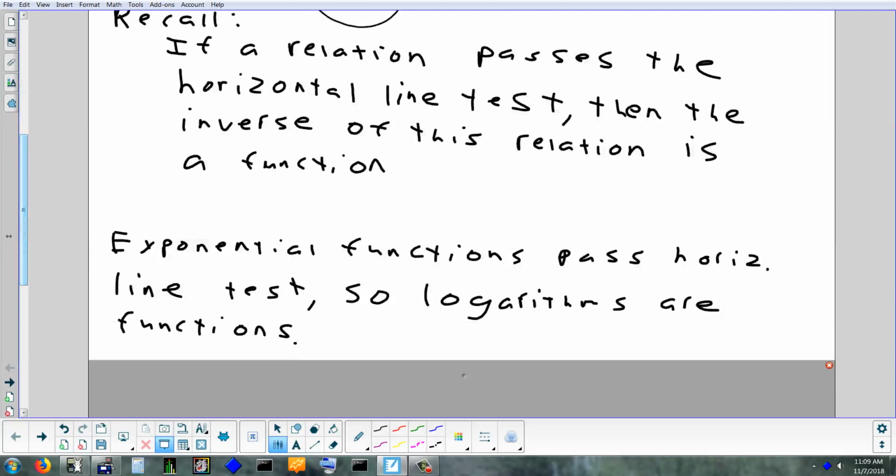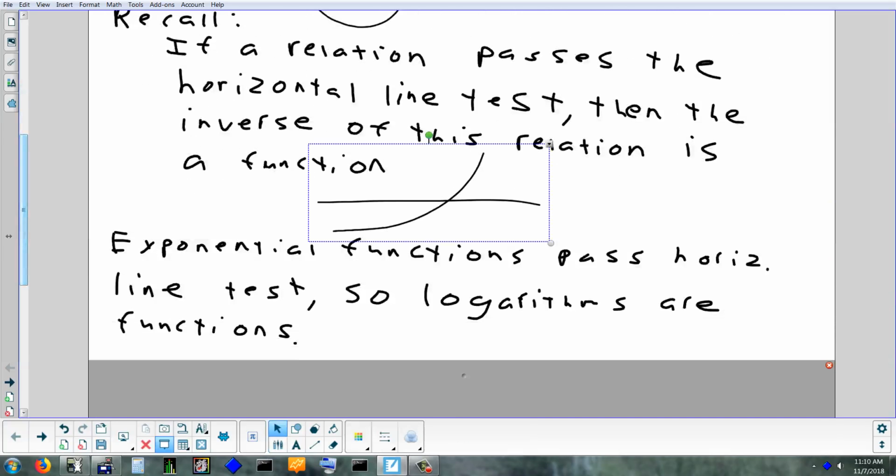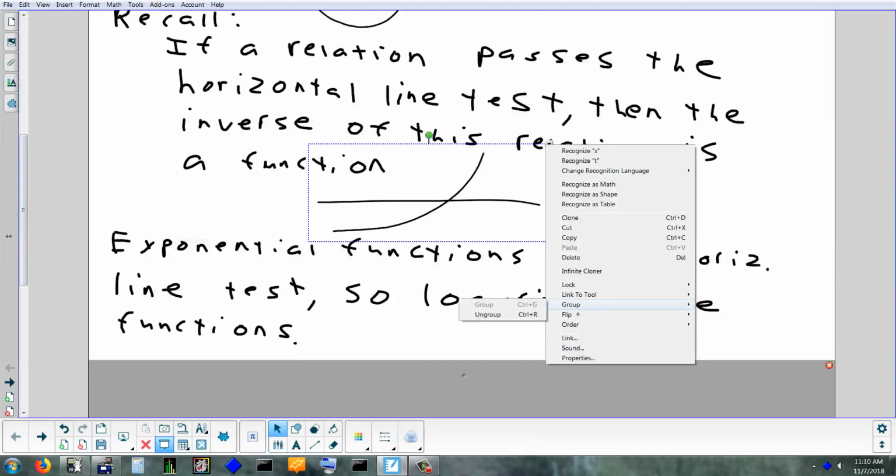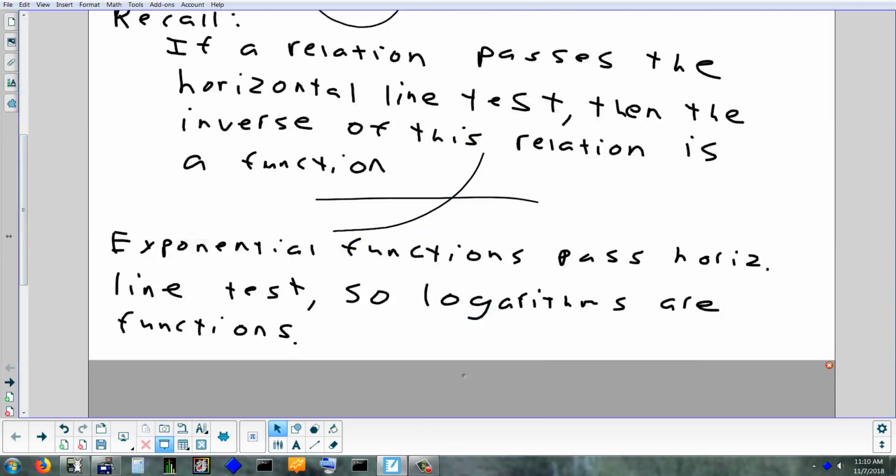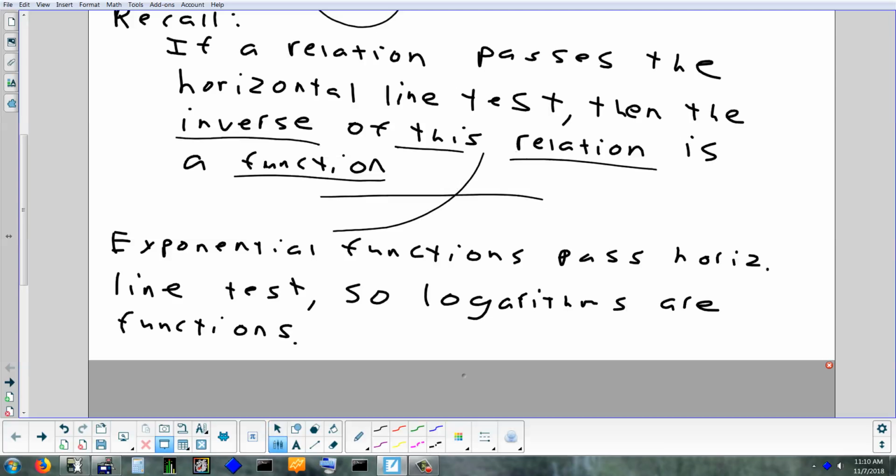Well, exponential functions already pass the horizontal line test. So we don't have the same problem as with square and square root. Exponentials look like this. No matter where you put a horizontal line, it's never going to hit the curve more than once. So because exponential functions pass the horizontal line test, the inverse of that function is a function. We don't know what it looks like yet, but it's going to be a function.